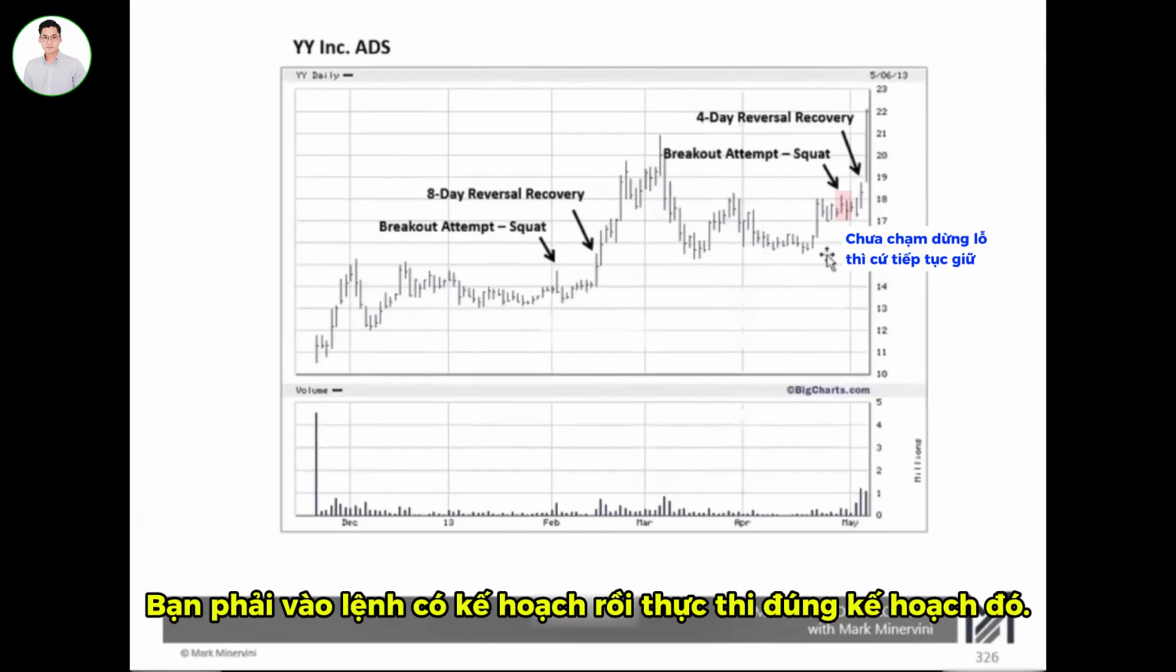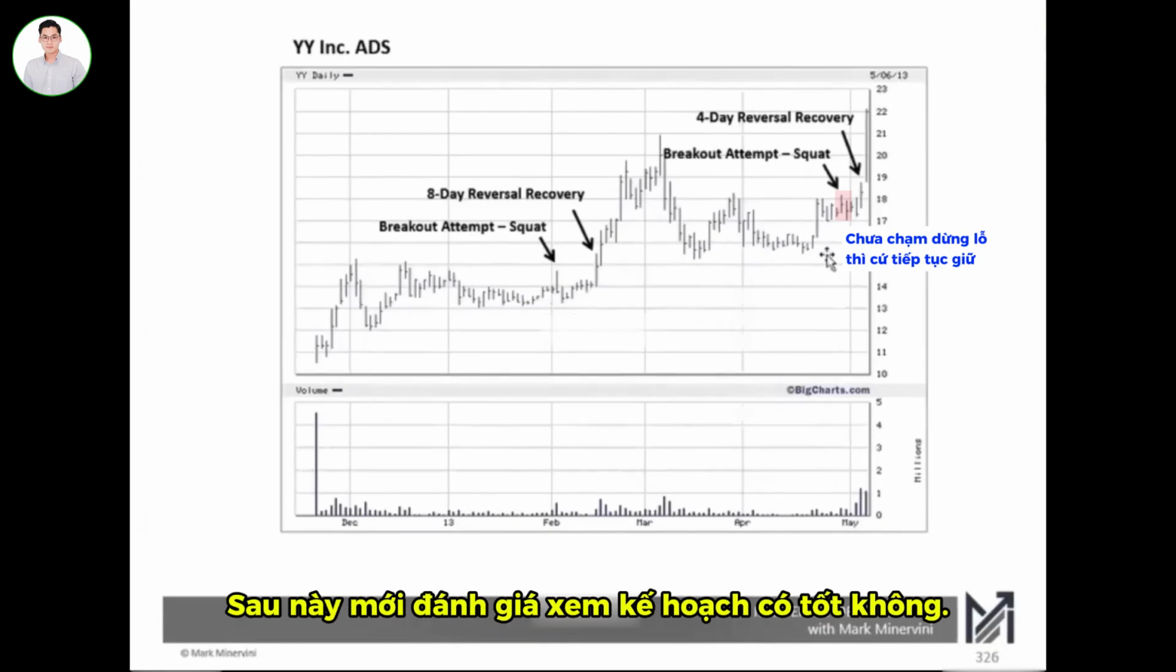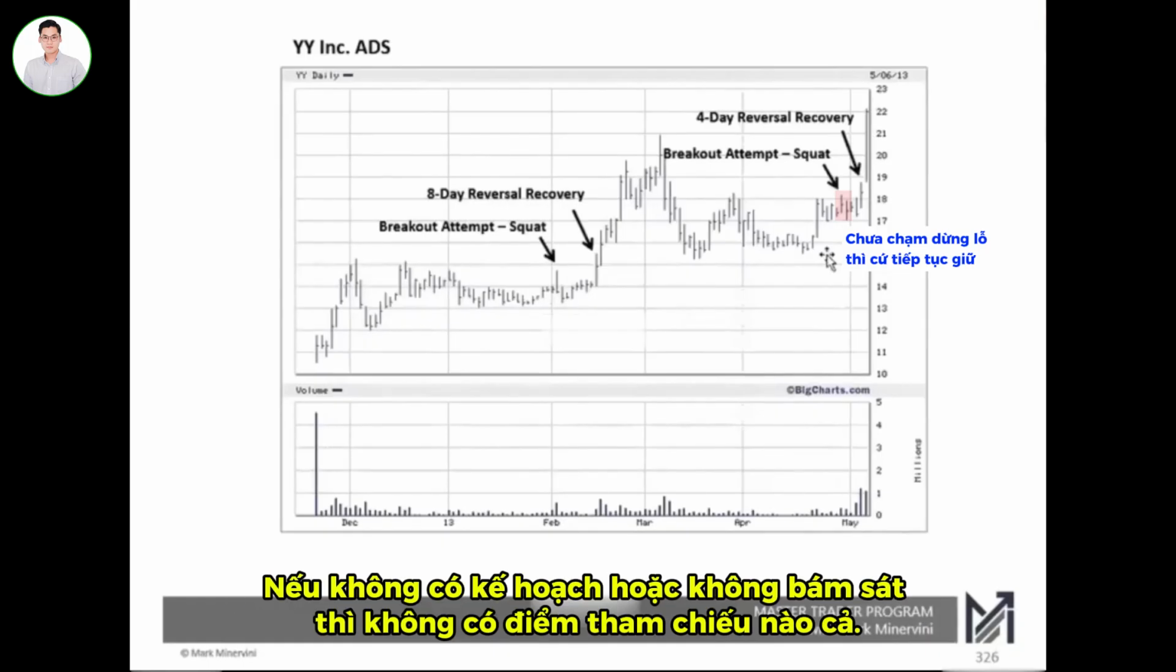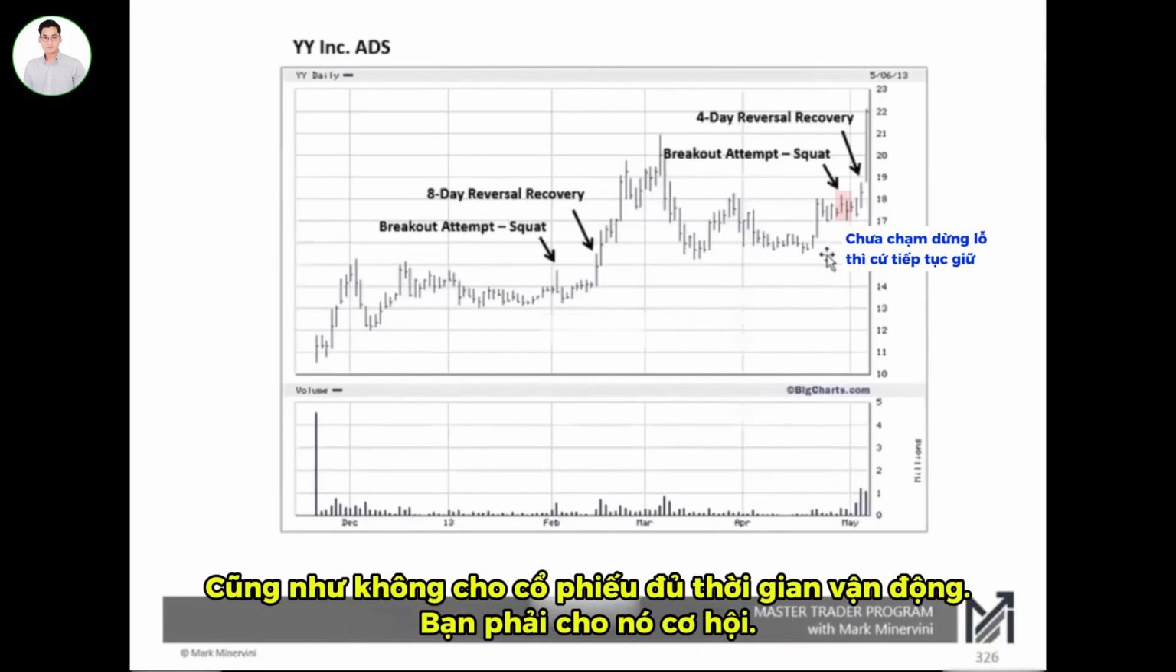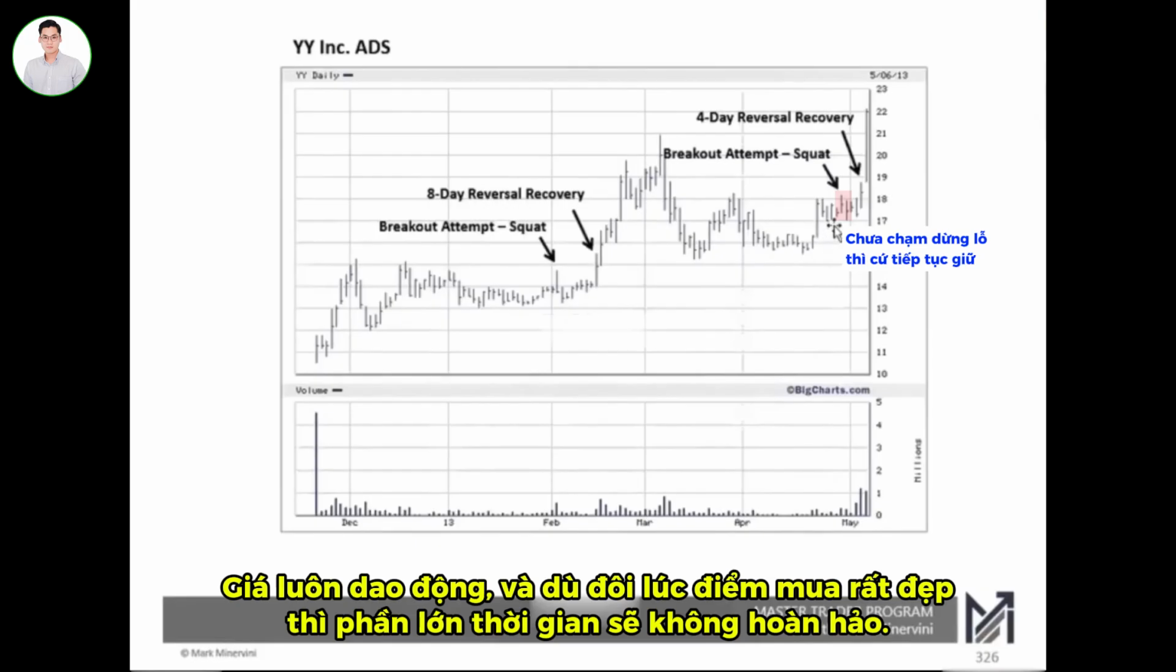That's why you want to go in with a plan and execute that plan, then go back and look at it later and see, was that a good plan or not? But if you don't have a plan, if you don't stick to a plan, you have no reference point, and you're not giving the stock a chance. You got to give these stocks a chance. Stocks fluctuate, and while you may get them perfect at times, most of the time you're not going to get them perfect.